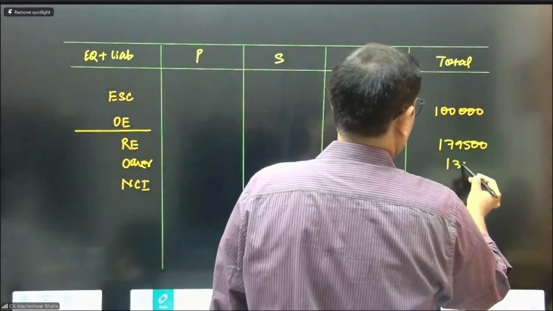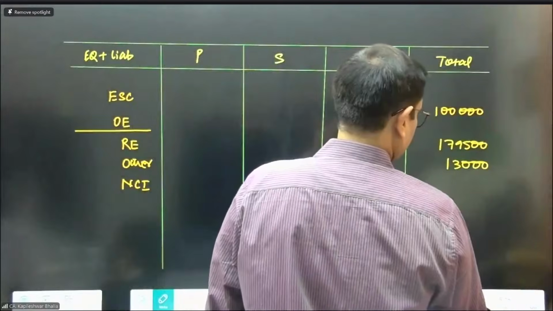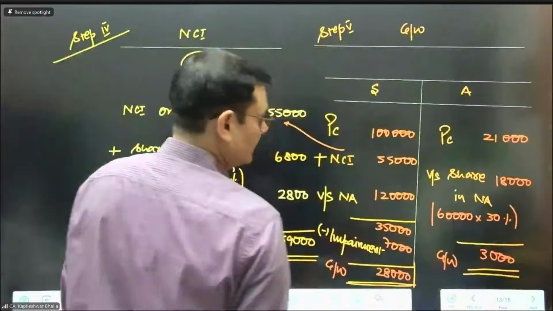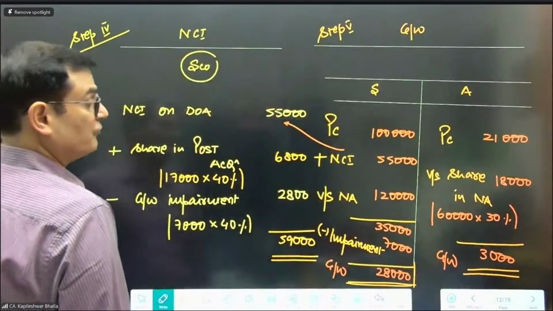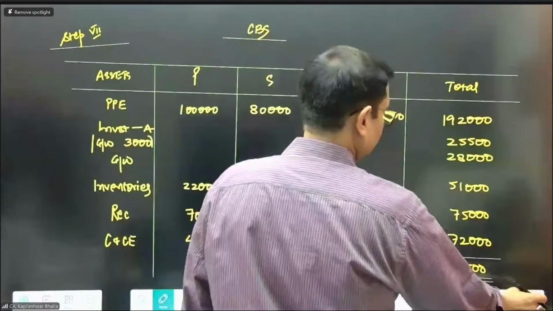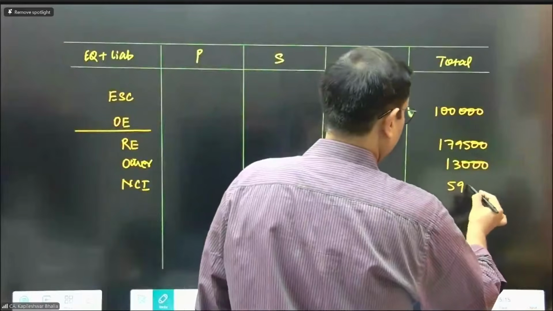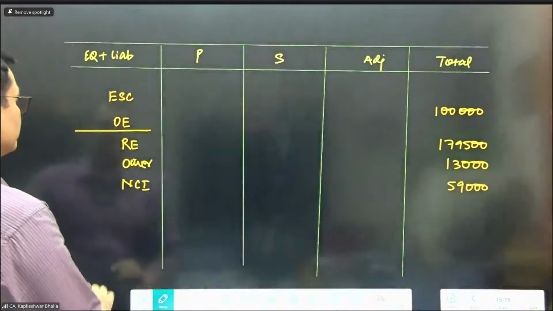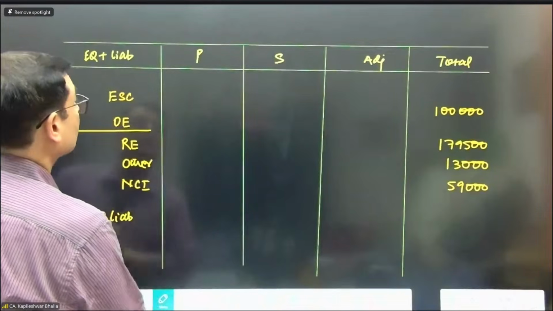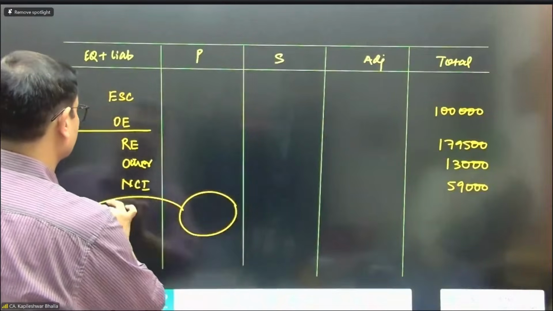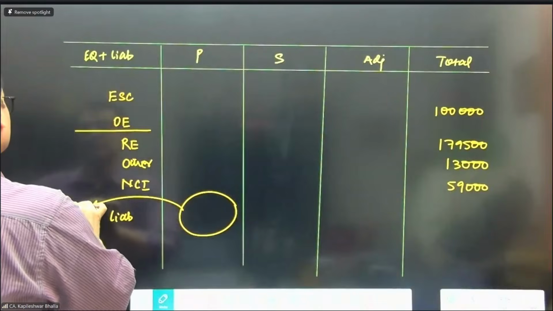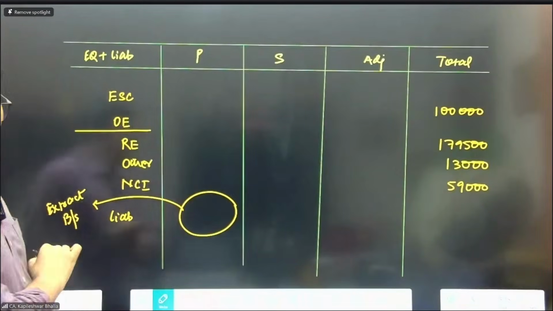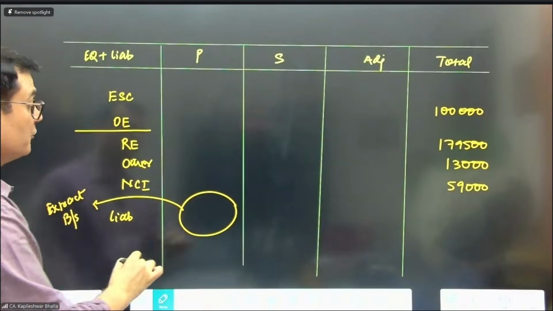179,500, it is 13,000. And as far as NCI goes, the NCI is appearing at 59,000. So this is 59. And I guess the only element left is the liabilities. And this is again going to be from the extract balance sheet. Just to remind you, we're going to pick this from the extract balance sheet. That was, I guess, 80,000.